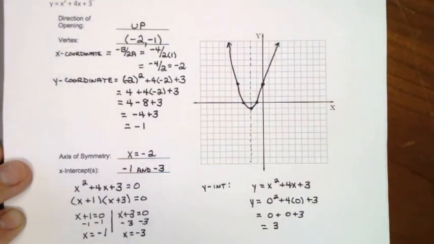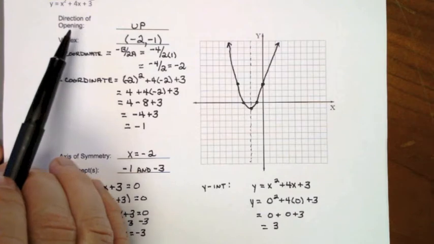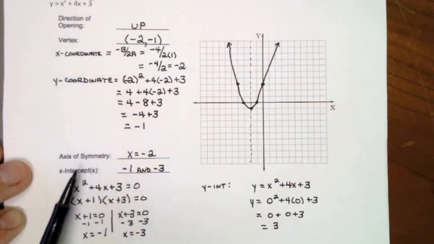So when you graph these, the direction it's opening up is important. Finding the vertex and axis of symmetry is going to help. X-intercepts are going to help. The y-intercept is also going to help.